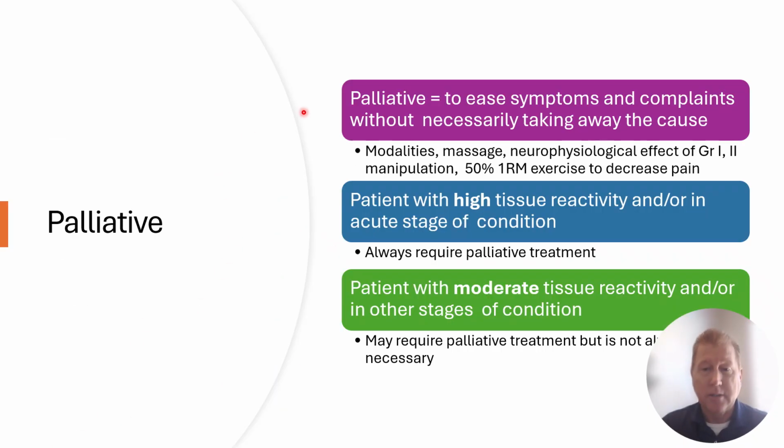Palliative, as the word suggests, is to ease symptoms and complaints, not necessarily taking away the full cause. Think of things like modalities, effleurage, soft tissue mobilization, a little bit of grade 1, 2 for the neurophysiologic effects of manipulation and so forth. We typically see patients with high reactivity and or in the acute stage of condition really benefiting from these palliative treatments. And patients with moderate tissue or in another stage of condition may benefit from those, but it's not necessarily required.